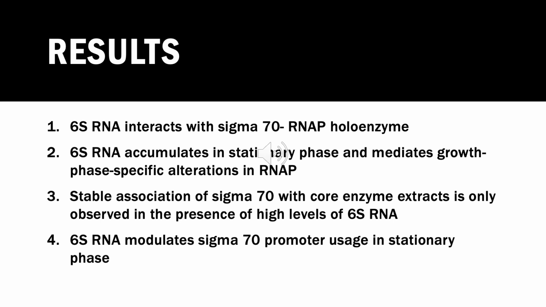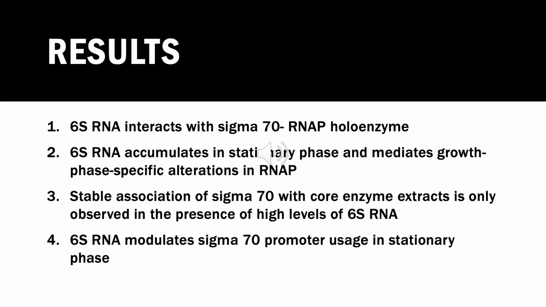So that's it, guys. These are the results of the experiment and the study. Number 1, 6S RNA interacts with sigma 70 RNA polymerase holoenzyme. This was shown to be highly specific and efficient. 6S RNA is the only RNA found to stably bind to the RNA polymerase.